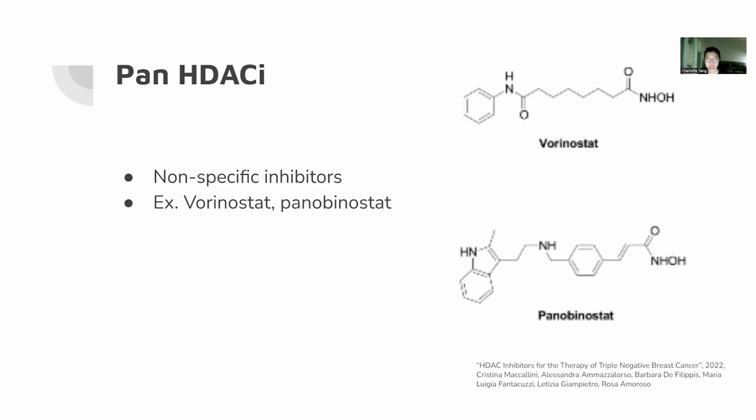The examples I found for this one were vorinostat and panobinostat, which have been shown to downregulate growth factors and survival proteins such as FOXO1 and BCL2, while upregulating tumor suppressor factors such as P21 and P27.